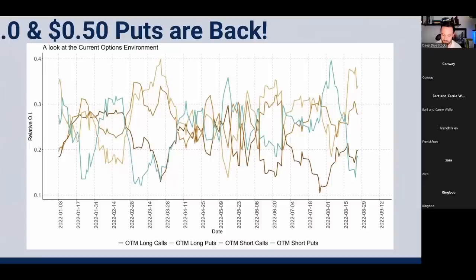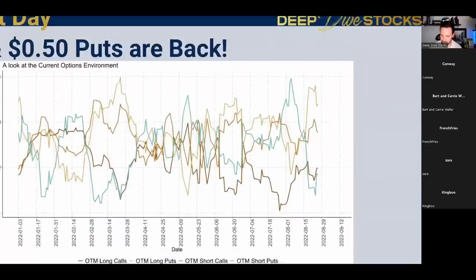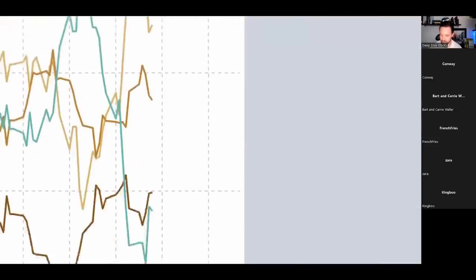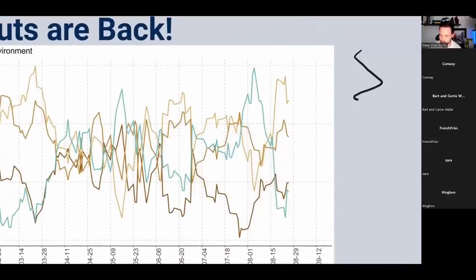It's like there's an inverse relationship between one of the goldish colored lines and the teal line. That's what it looks like to me. Yes, that is true. I'm gonna draw something. Let's go. Grab your ruler. I don't think I need a ruler.